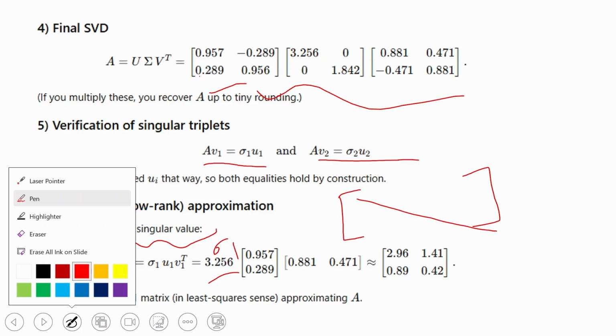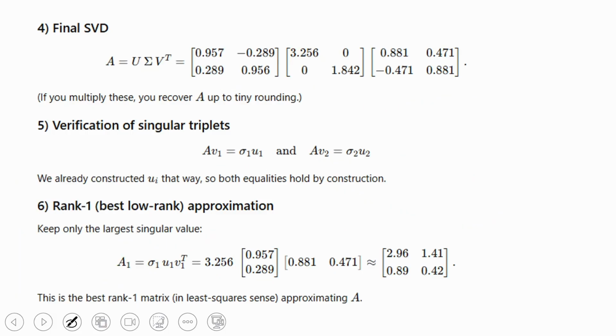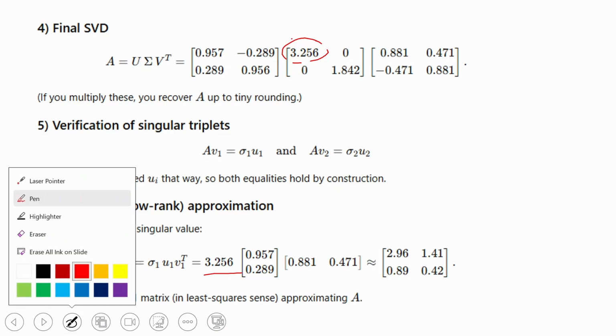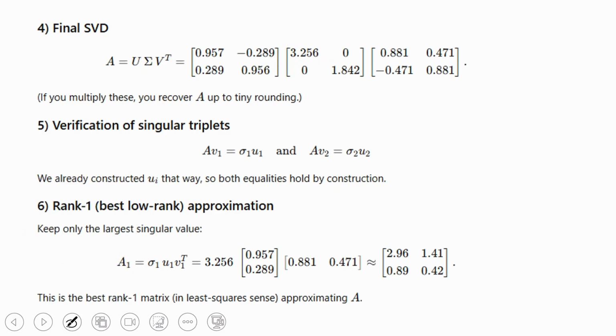V1 transpose means you have to choose... I will tell exactly. Look at this diagram. Look at this matrix. 3.256, that is sigma 1, into U1, which means the first column value. Then V1 means the first row value. Multiply this, and you will get the rank 1 approximation.